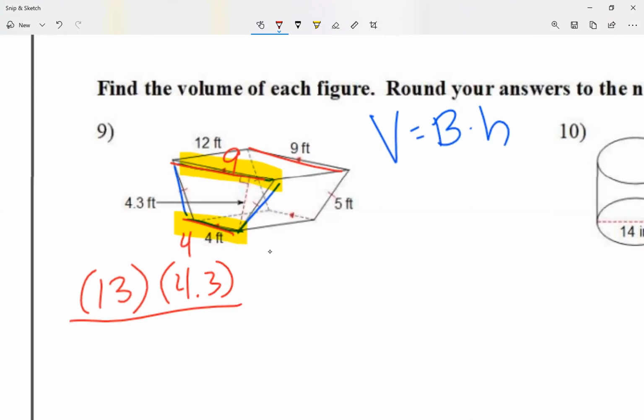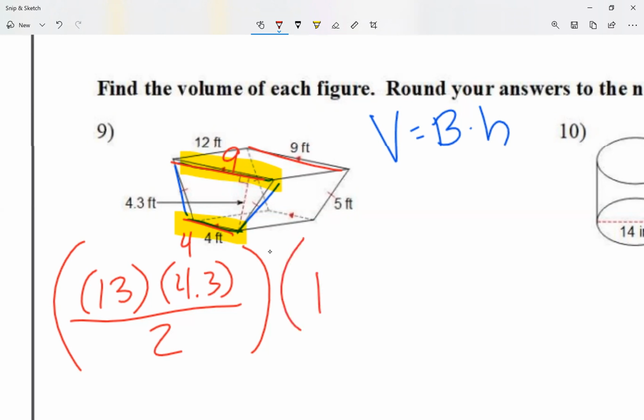Then I know I have to divide this by 2. Remember, that's how we do the area of a trapezoid. We saw that a few weeks back, so we should know how to do this. I added the bases, I multiply by the height of the trapezoid divided by 2. All of this, let me put a big parentheses, that's going to be the area of the base. Once I figure out what the area of the base is, I'm going to multiply this by 12. 12 because that's the height.